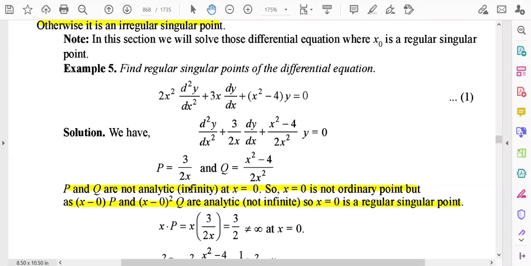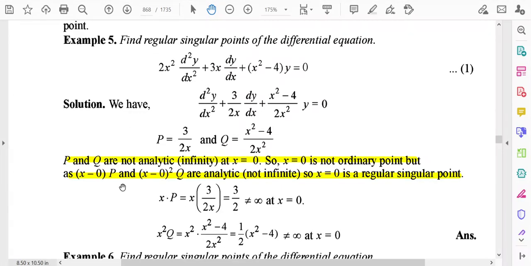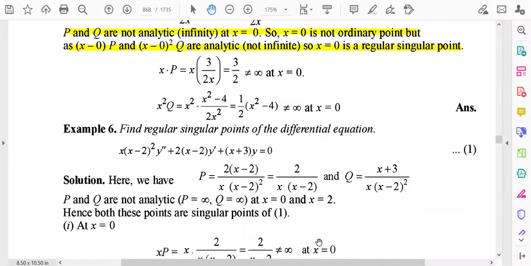But if we calculate x minus 0 into p and x minus 0 whole square into q, then you will see that in that case this first factor, that is x minus 0 into p, that will become 3 by 2. So it is not infinite at the point x is equal to 0. And this factor, that is x minus 0 whole square into q, that will become ultimately half into x square minus 4, and again it is not infinite at the point x is equal to 0. So x is equal to 0 is a regular singular point. Let us take another example.